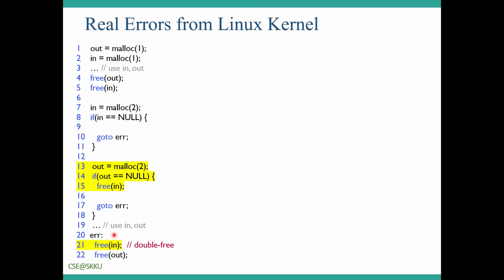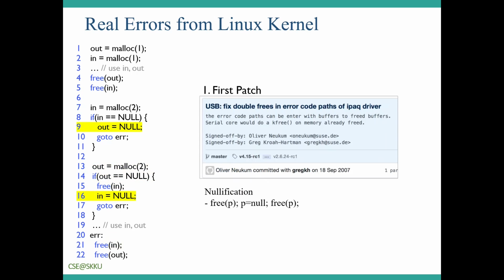Please pause the video here and try to fix the two double free errors on your own. This modified code shows the initial patch made by Linux developers. To prevent the double free errors, the developers set the buffers to null at line 9 and line 16, as highlighted in yellow. As you might know, once a pointer is set to null, it cannot be freed again. Therefore, a common memory handling practice is to immediately set a pointer to null right after freeing it.